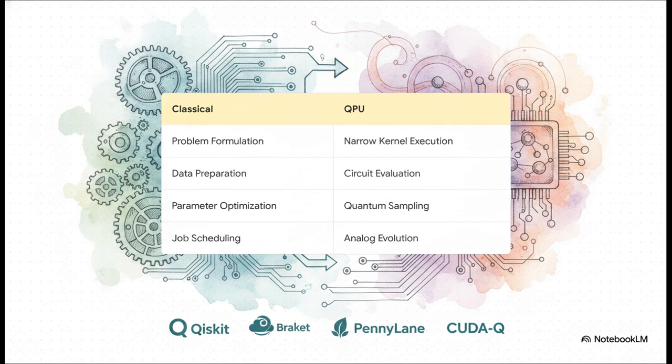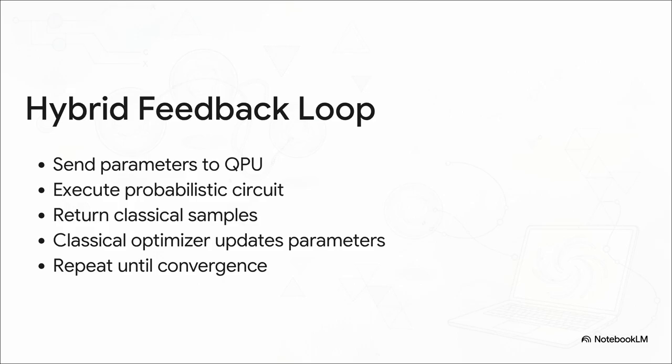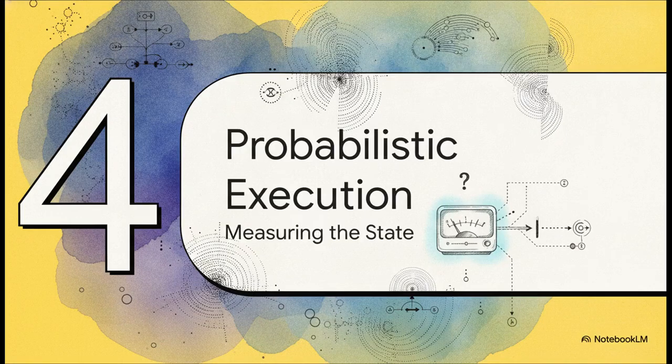This division creates an iterative feedback loop, which is really the heartbeat of algorithms like the variational quantum eigensolver. It's essentially this high-speed negotiation. The classical optimizer proposes circuit parameters, the QPU runs the noisy trial and estimates values, and then the optimizer updates those parameters. It's a tightly coupled, constant dance between conventional cloud workflows and the quantum hardware itself. Let's drill into exactly why that feedback loop is so necessary in Section 4, probabilistic circuit execution.